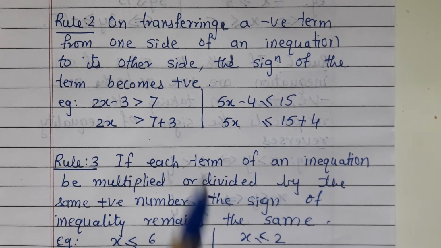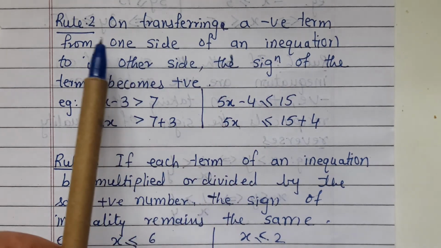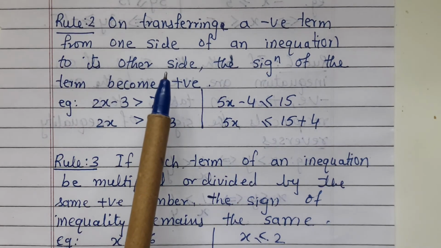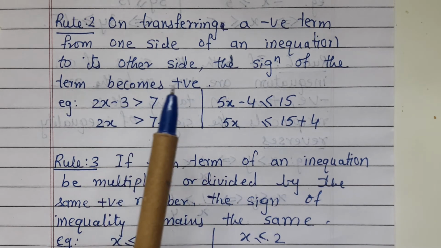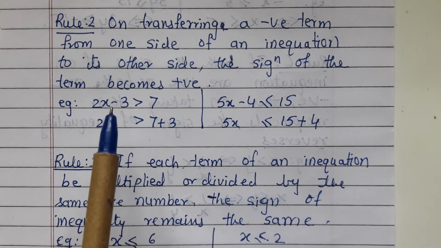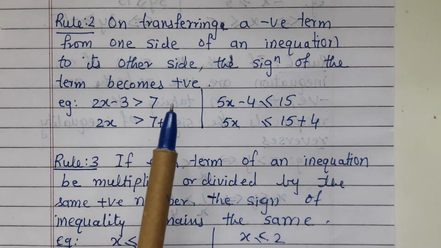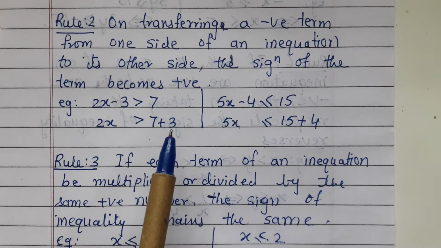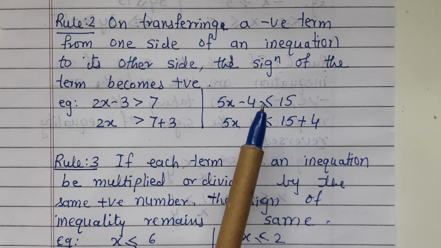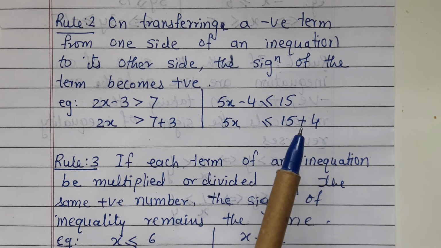Rule 2. On transferring a negative term from one side of an inequation to its other side, the sign becomes positive. Take an example, 2x - 3 > 7. When you transfer -3 to the right hand side, it will become positive. Second example, 5x - 4 ≤ 50. When you transfer -4 to the right hand side, it will become +4.